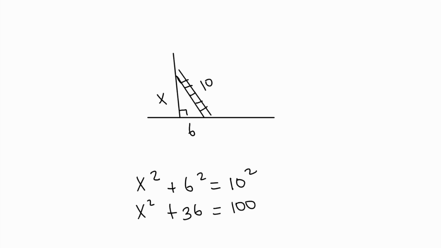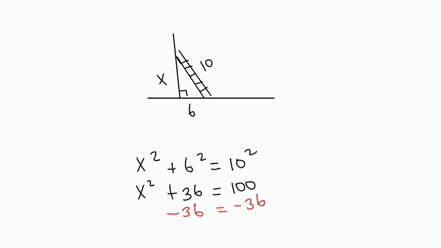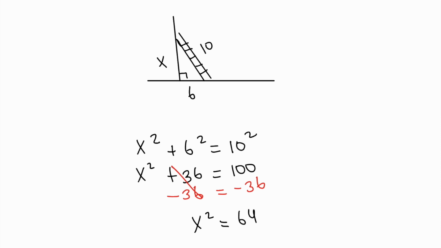Then we will subtract 36 from both sides, which cancels out the 36 on the left and leaves 64 on the right side of the equal sign. Then in order to solve for x, we will need to take the square root of both sides and we will get 8.